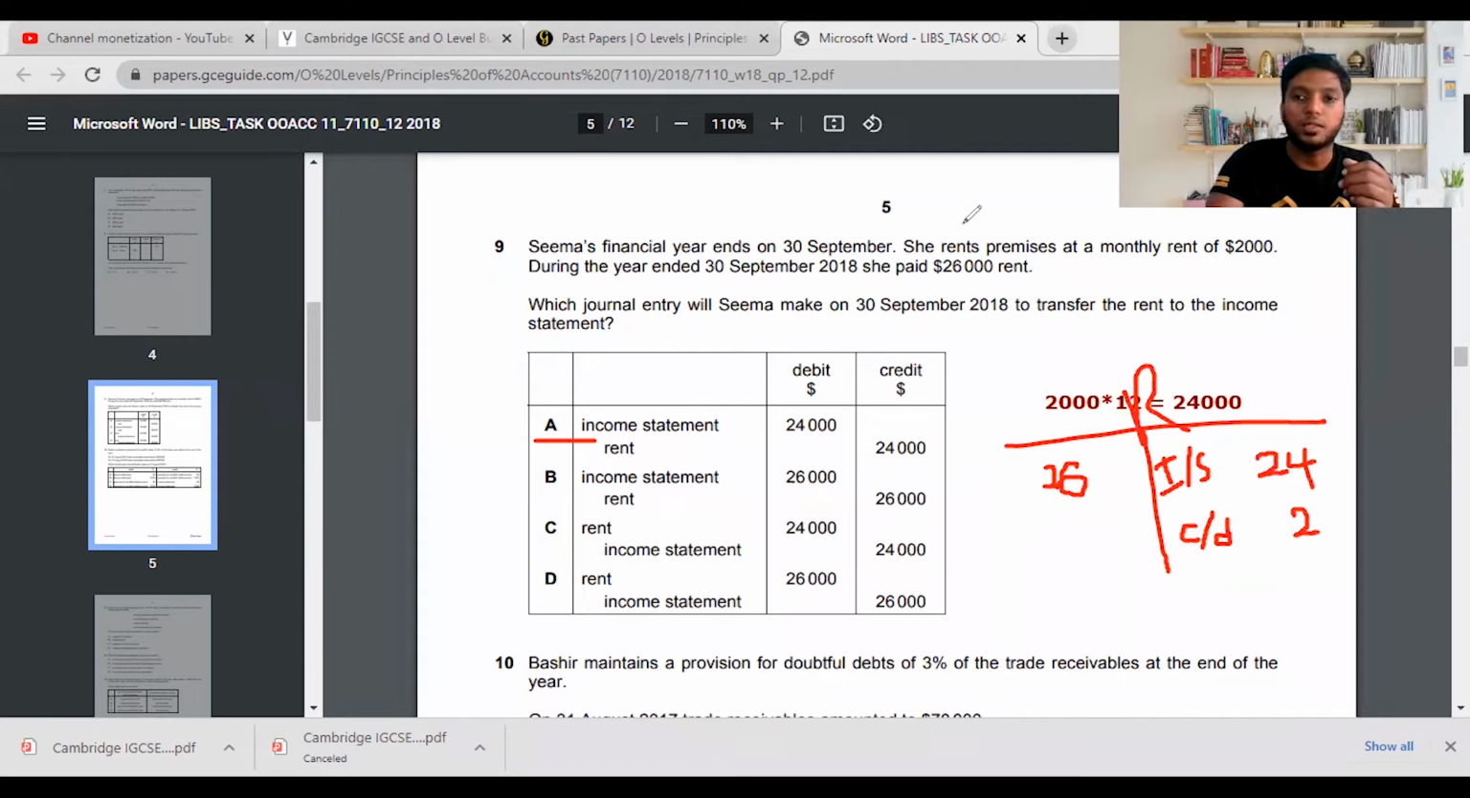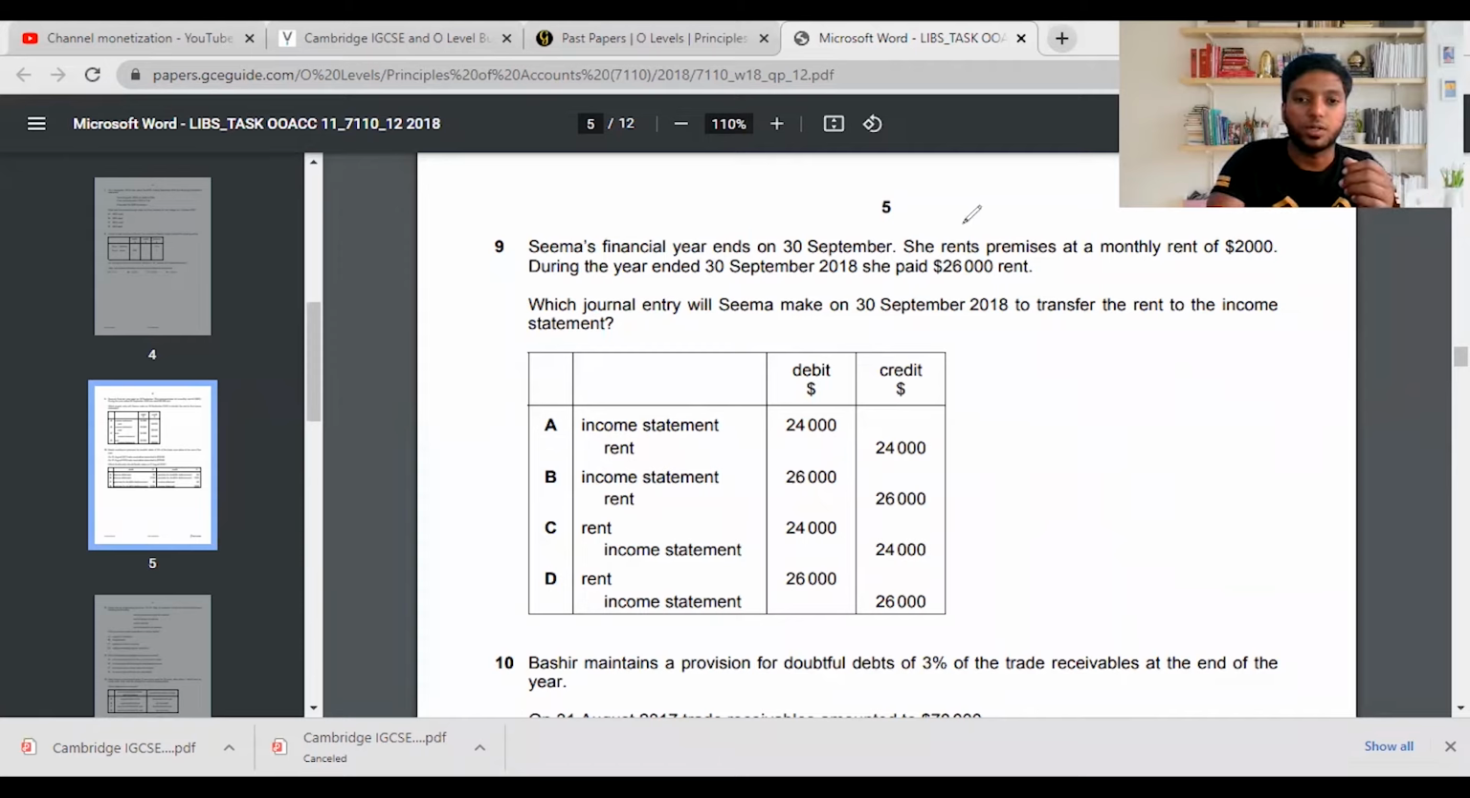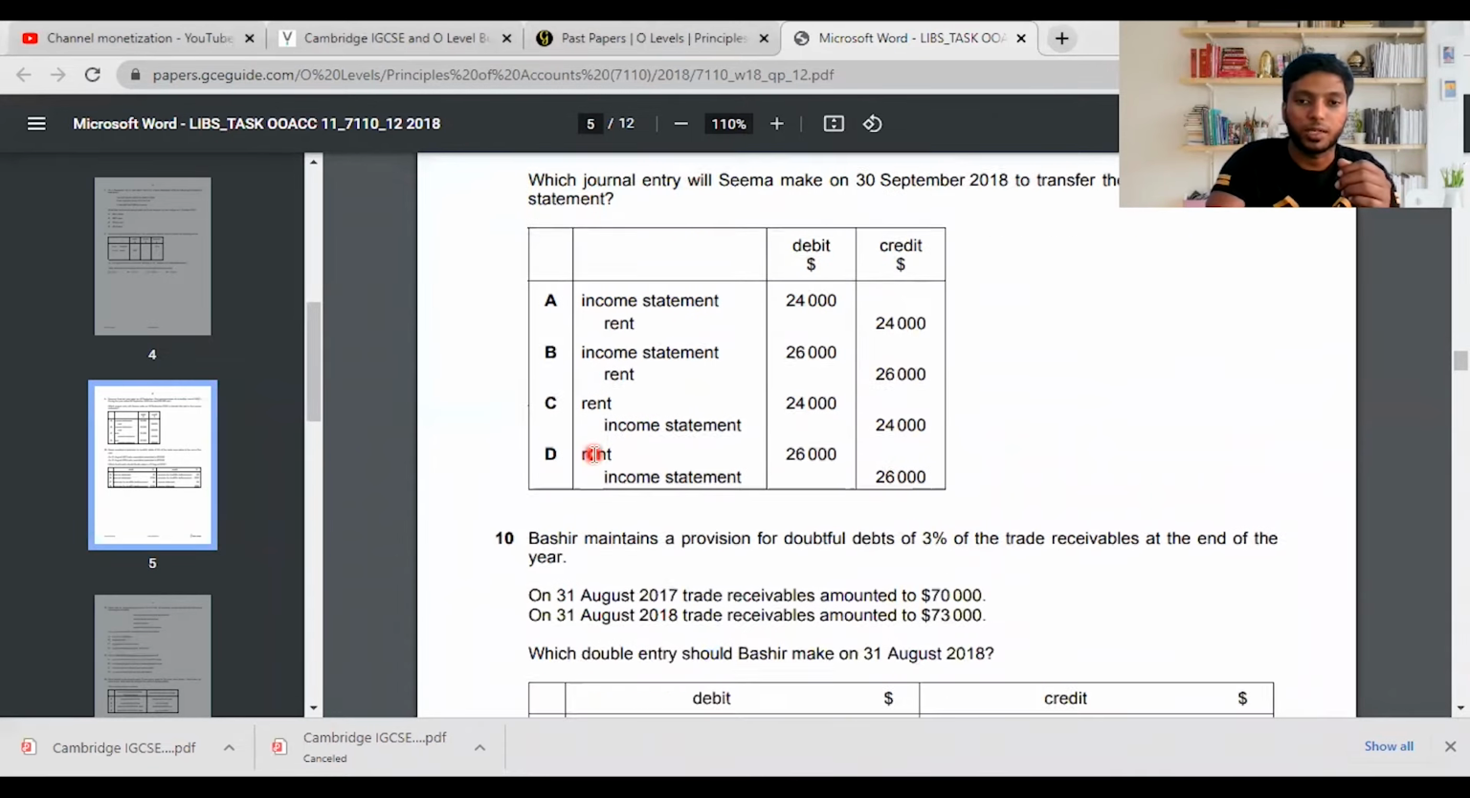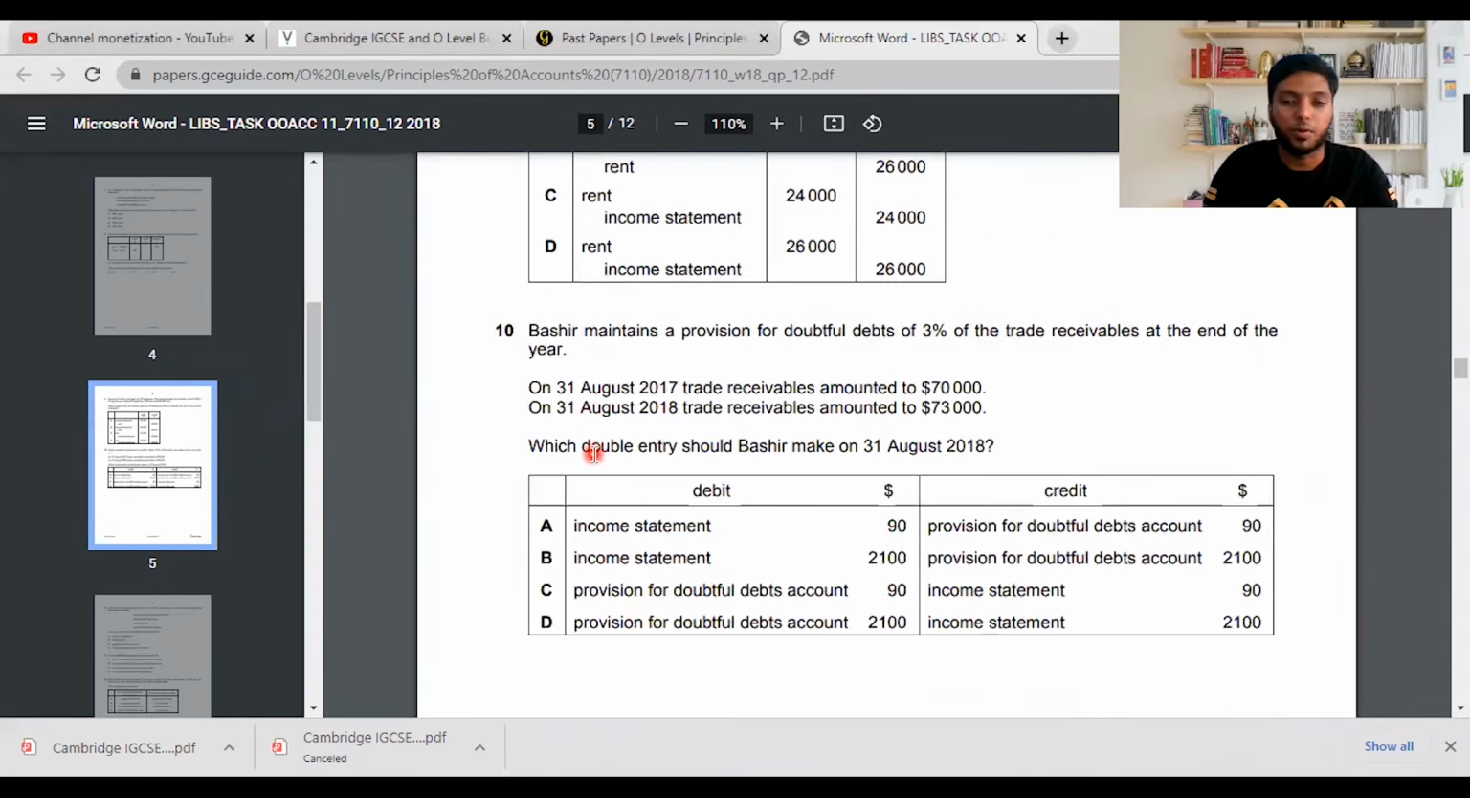Then moving on to the 10th question, it's a very straightforward one. So we found A as the answer on the 9th one. Bashir maintains a provision for doubtful debts of 3% of the trade receivables at the end of the year. On 31st August 2017, trade receivables amounted to 70,000, and on 31st August 2018, trade receivables amounted to 73,000. What provision should Bashir make on 31st August 2018?